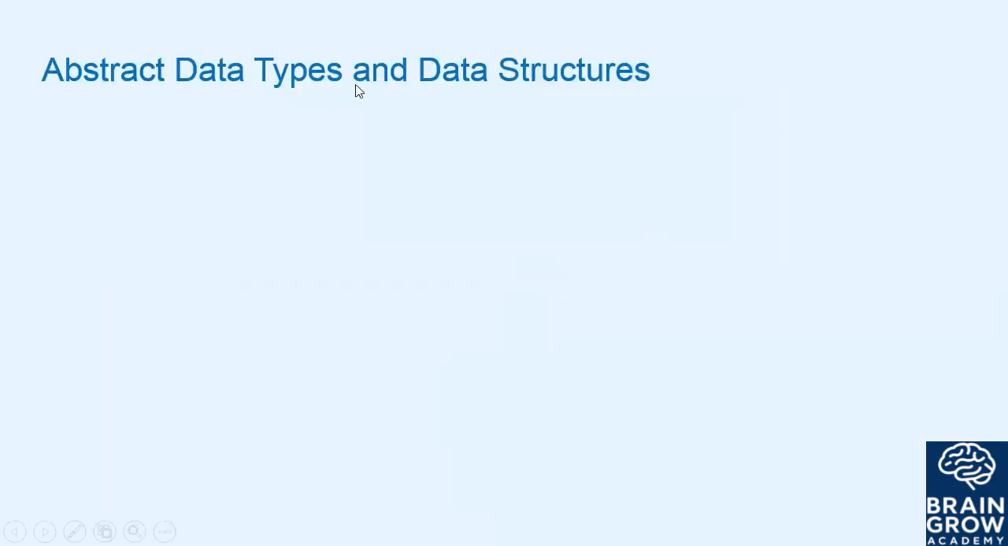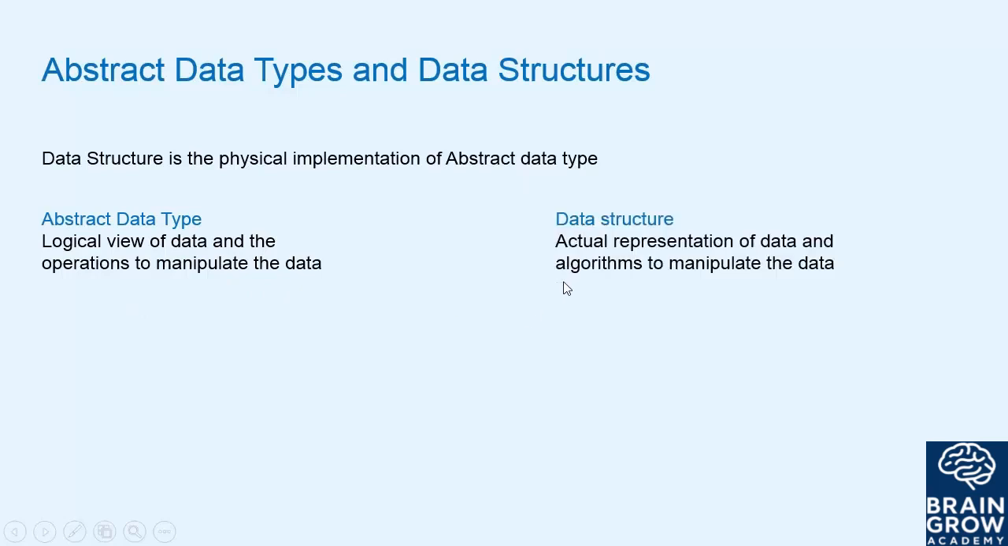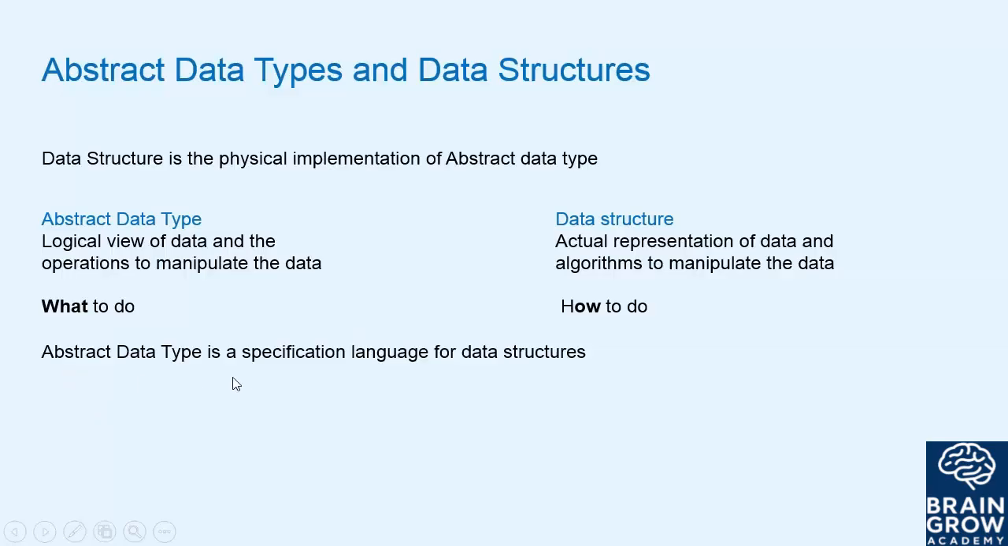Now let us compare abstract data types and data structures. Data structure is the physical implementation of abstract data type. Abstract data type is the logical view of data and the operations to manipulate the data, while data structure is the actual representation of the data and the algorithms. So abstract data type is a logical description, while data structure is concrete. So an abstract data type tells us what is to be done and data structure tells us how to do it. We can say that abstract data type is a specification language for data structures.